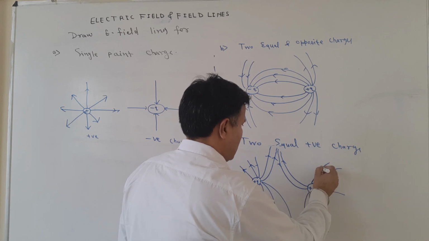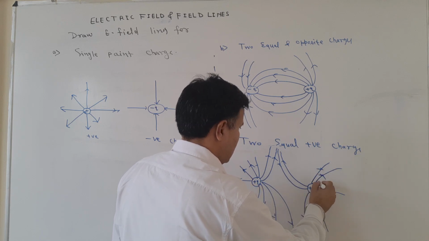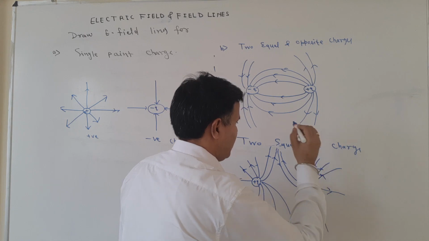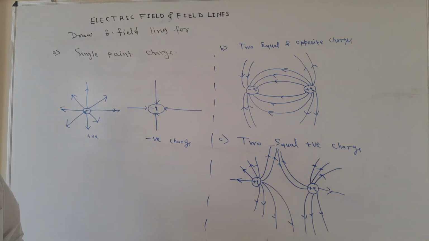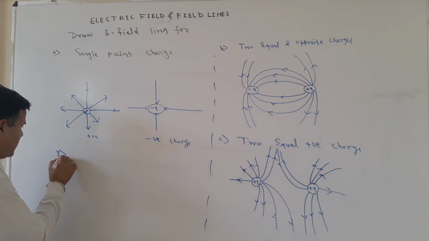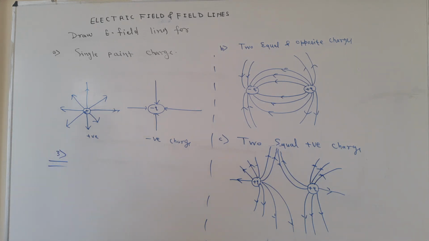So by symmetry we can draw. These are the schematics and these are the properties. We have a few more properties: electric field lines originate at positive charge and terminate at negative charge. Next, they never intersect each other.